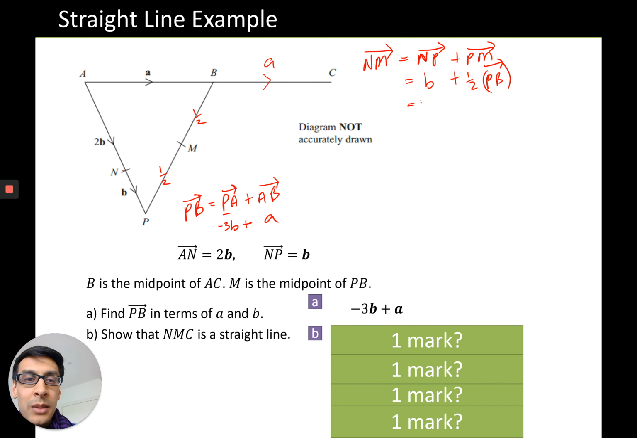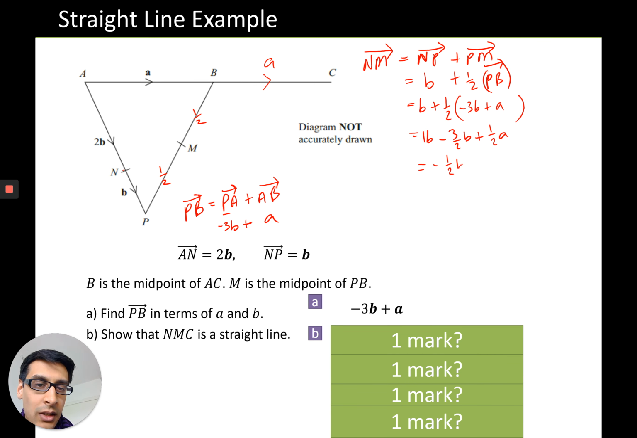So this is going to be B plus half of, and I'm just going to bring this up, negative 3B plus A. You then expand and simplify the whole thing. So then you have B plus, or in this case, take away 3 over 2B plus half A. So that's 1B, take away 1.5B, so it's going to be negative half B plus half A. Now we found NM. What we now need to do is find NC.